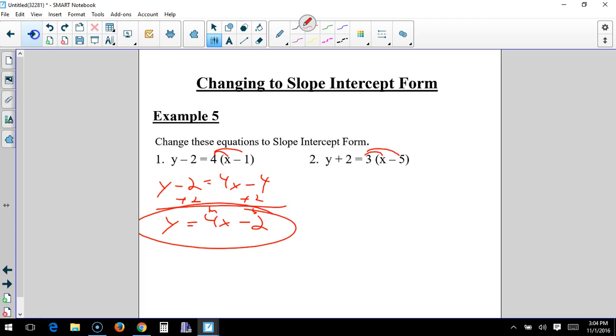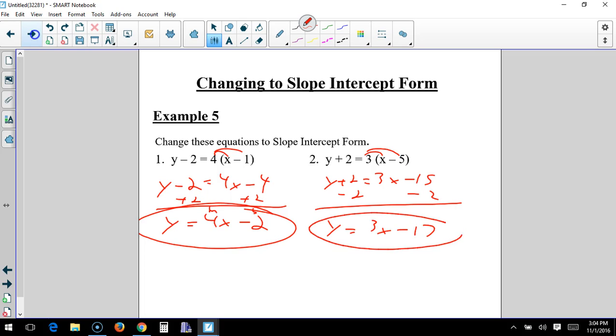Again here, I'm going to distribute my 3. Y plus 2 equals 3x minus 15. Make sure you distribute to both. Subtract 2 from both sides. Y equals 3x minus 17. And that's it.